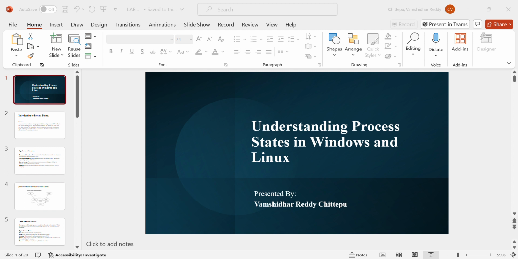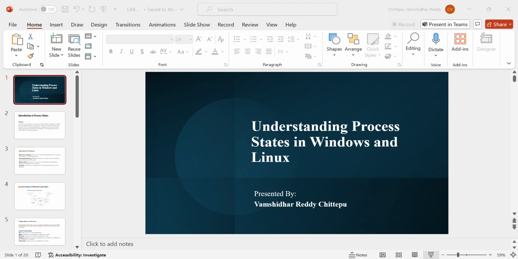Multiprogramming can share system resources, improving system utilization. Concurrency: processes can execute concurrently, providing the illusion of simultaneous execution. Coming to isolation, processes are isolated from each other, protecting system integrity.